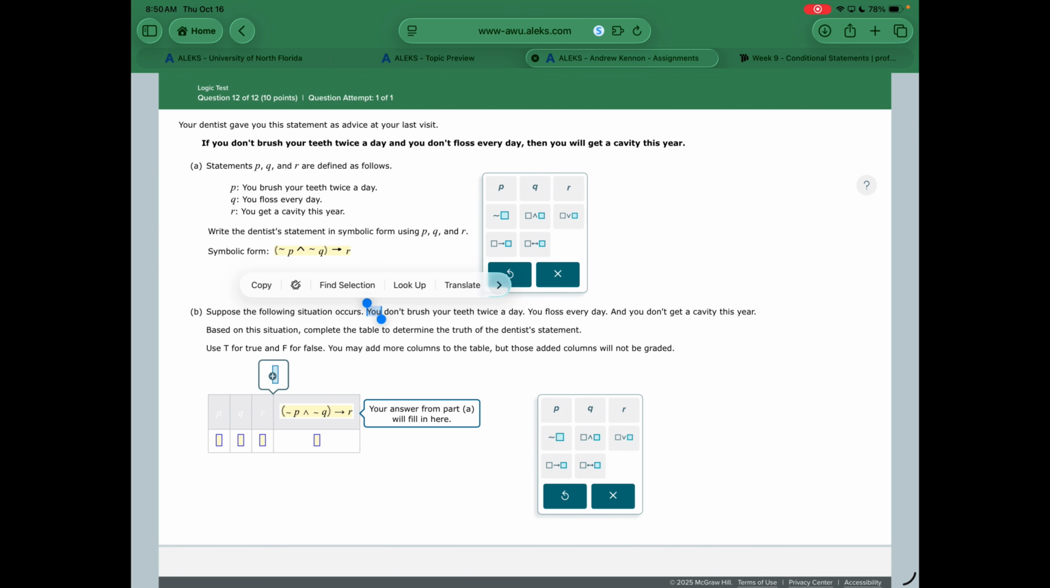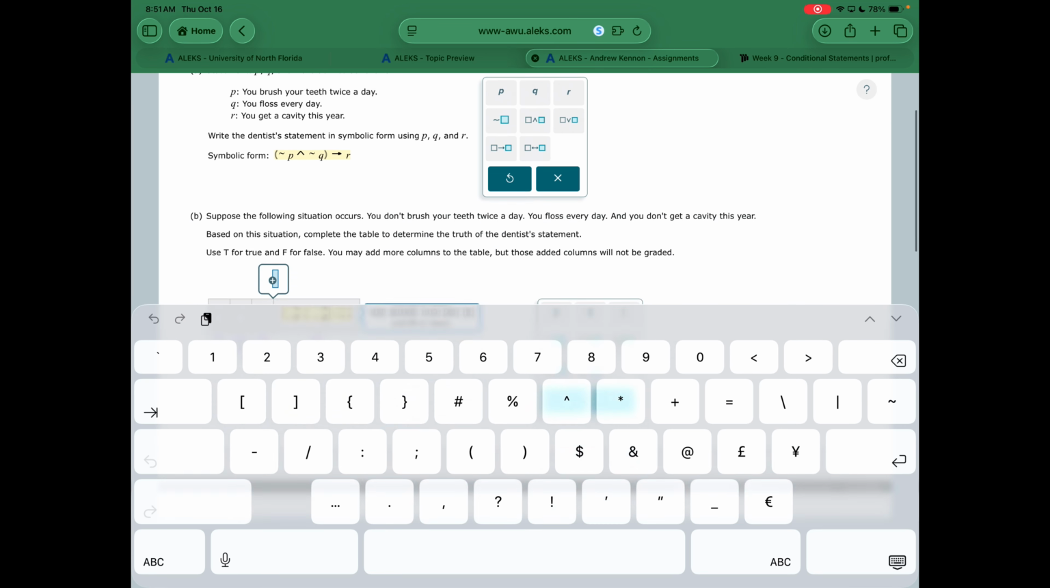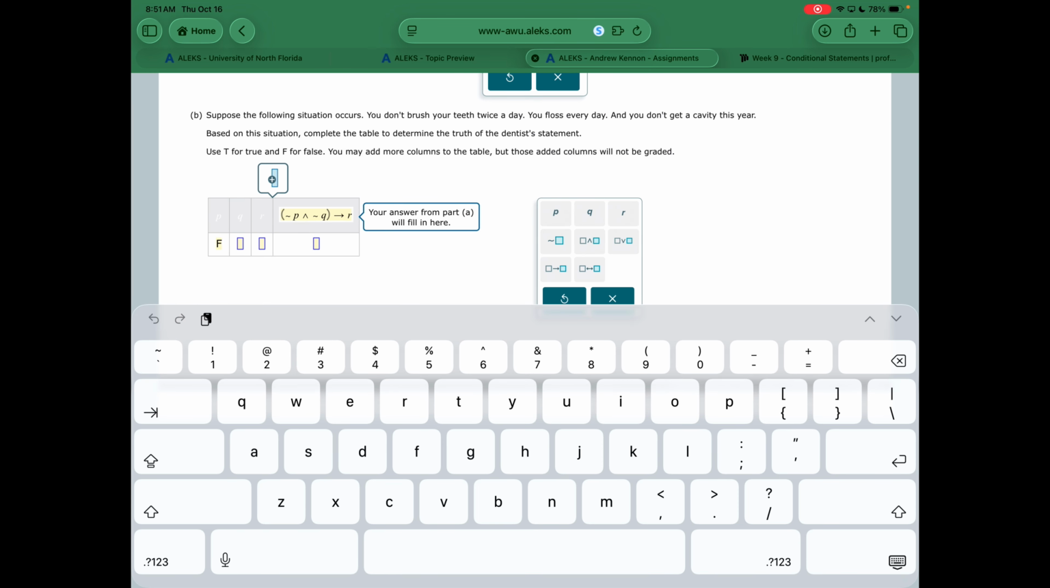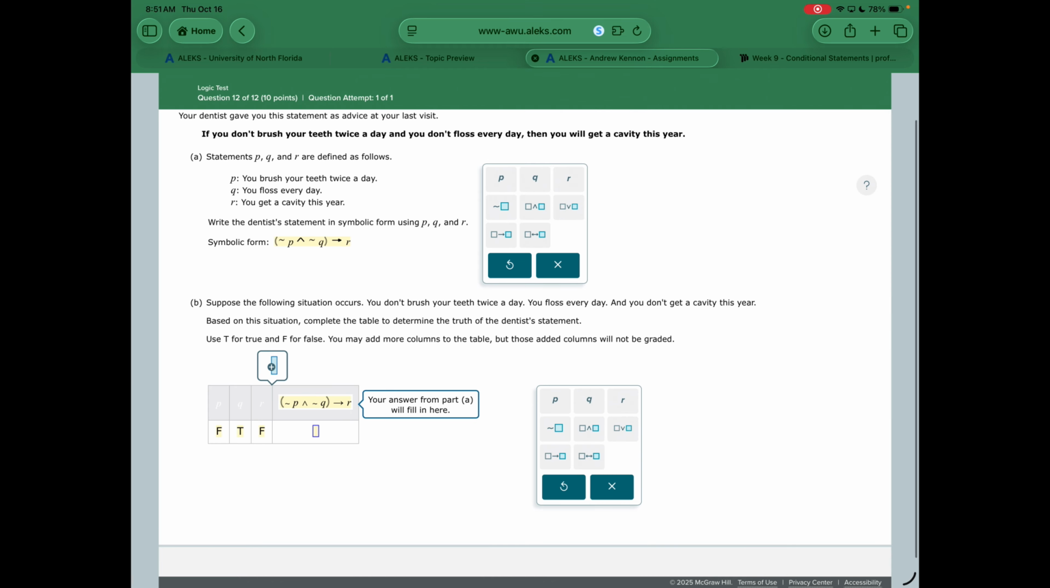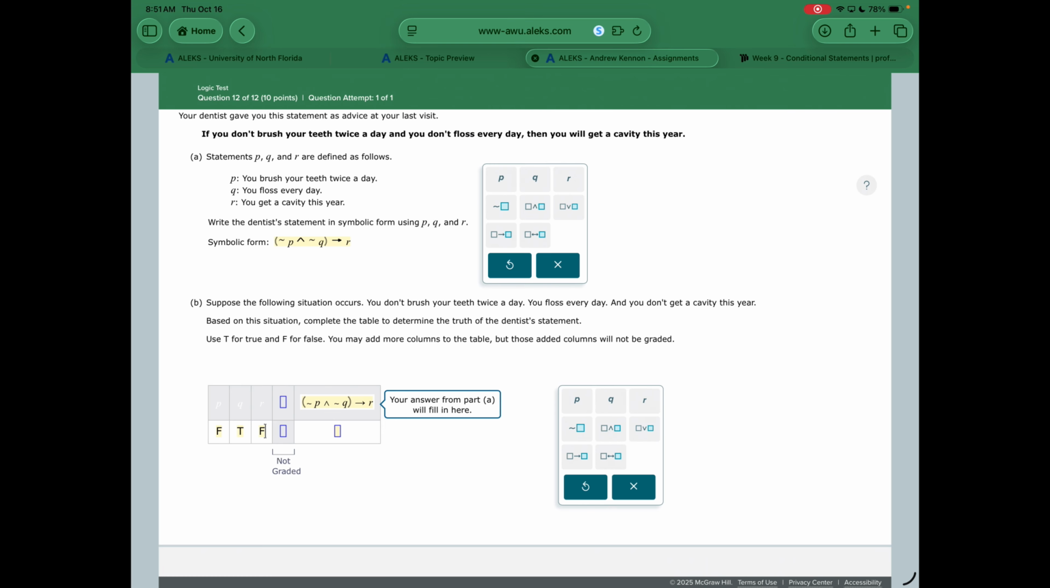All right, so look at the scenario. You don't brush your teeth every day or twice a day, but you do floss every day. So we don't brush our teeth twice a day is going to be false, but we did floss every day, which is true. And we do not get a cavity, so that would be false.